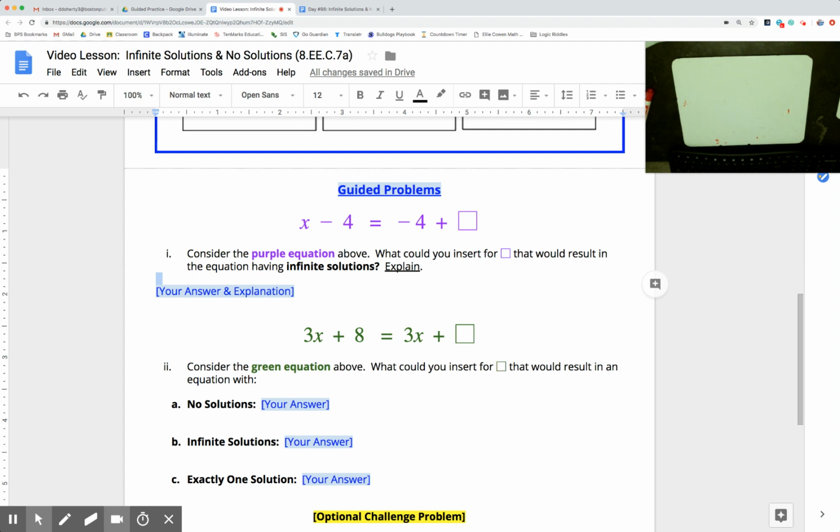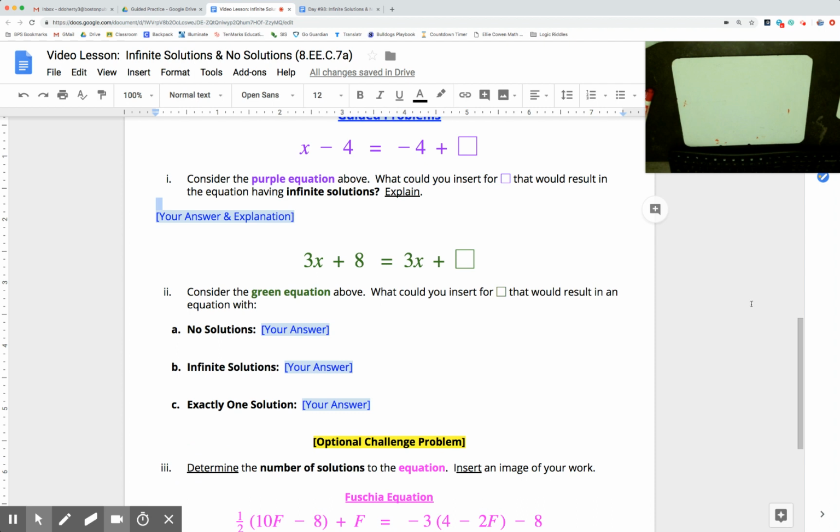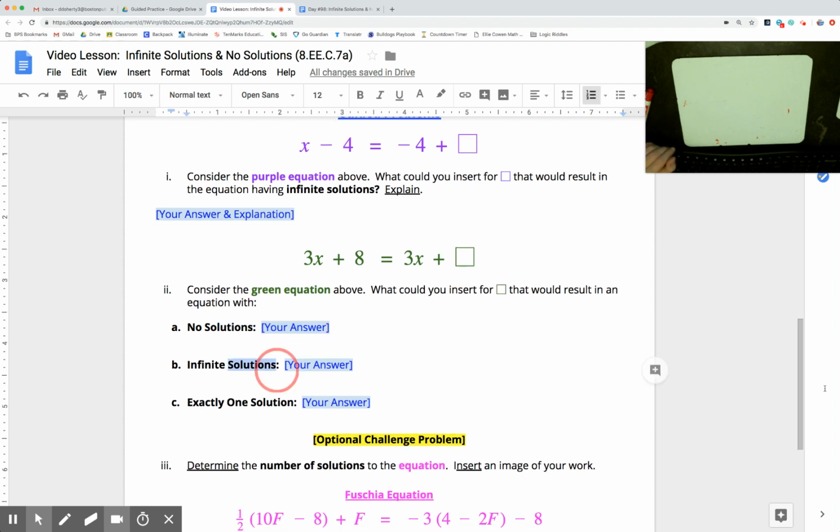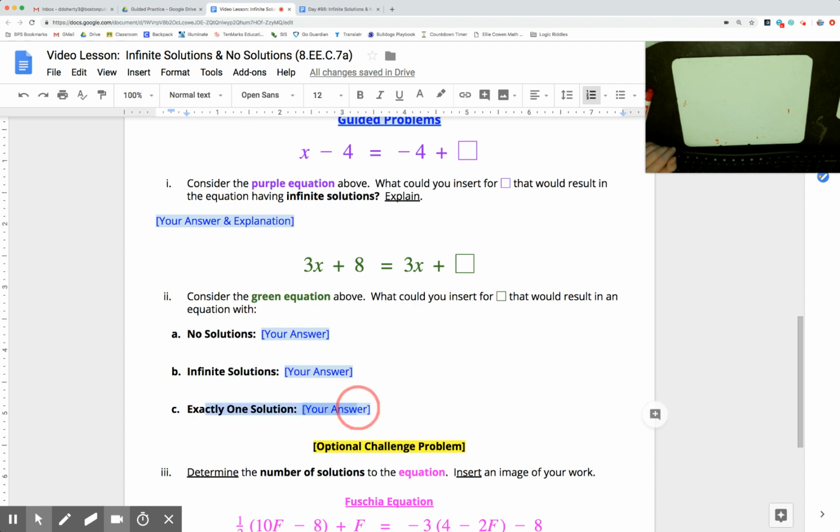And as you pause this video, you're going to take some time to work through part 2 on your own, where they say this equation, 3x plus 8 equals 3x plus some unknown box. What could you plug in for the unknown box to give it no solutions, to give it infinite solutions, or to give it exactly one solution? So pause the video, think about that. I would encourage you to talk with your neighbor right now too. And on your own, you all should definitely be able to figure out part 1 and part 2. But when you come back after your discussion with your neighbor and thinking on your own, I'll show you what I got.